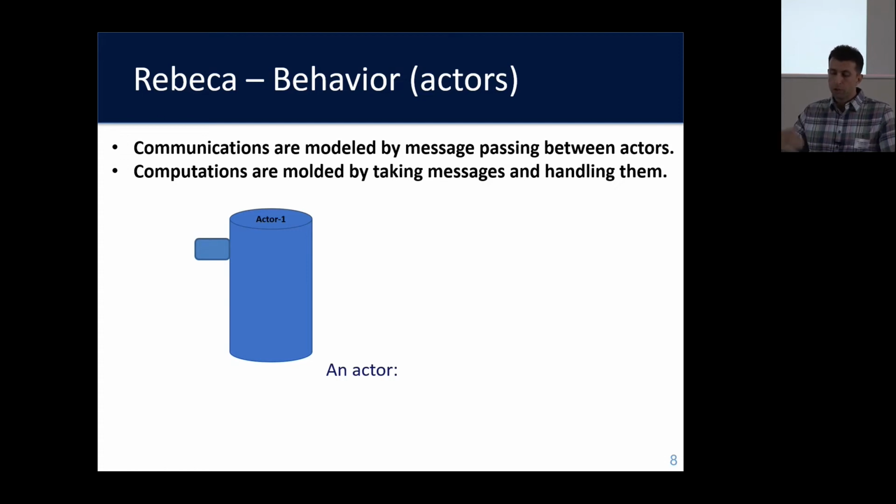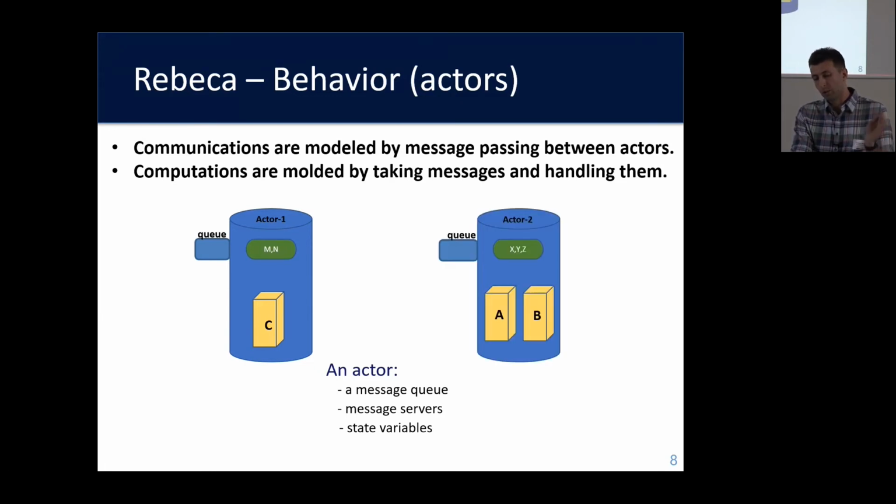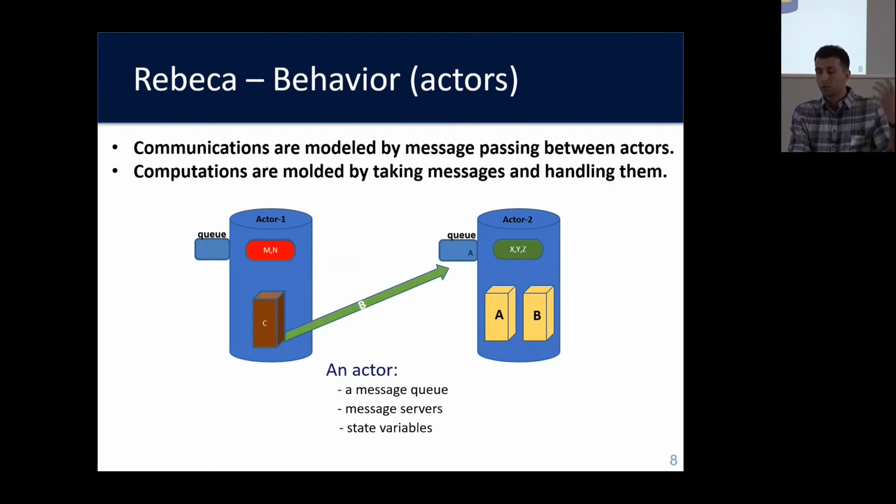And computation are modeled by taking those messages from the queue and handling these messages. Each actor in Rebeca has message servers, state variables, and a queue. Assuming actor 1 sends 2 messages to actor 2, these messages are stored in the queue, and then the message server responsible for those messages takes and handles them. This specification, or this scenario, is a method for developing this kind of system, where entities have an interaction with each other.